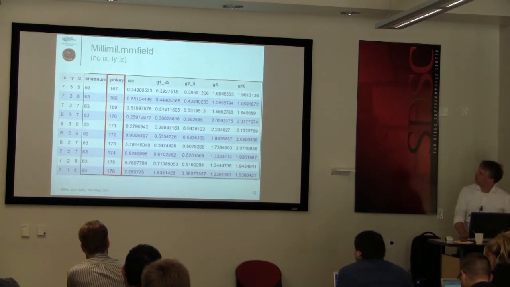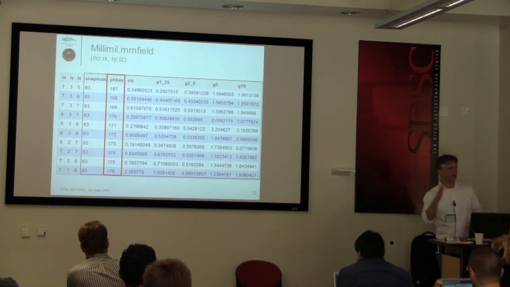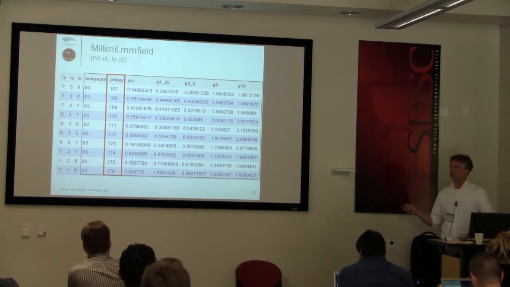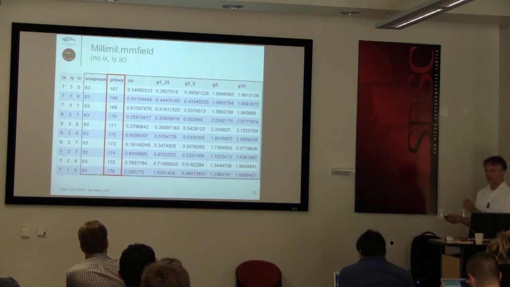So this is actually the table with that field in it. Forget the first 3 columns. So there's a snapshot and a PH key, and together they are a unique combination, because at each snapshot we have such a density field. Then we have this cloud-in-cell, and actually there are also weird smoothings like 1.25 megaparsec, because it's of course not really sampled well with our grid.